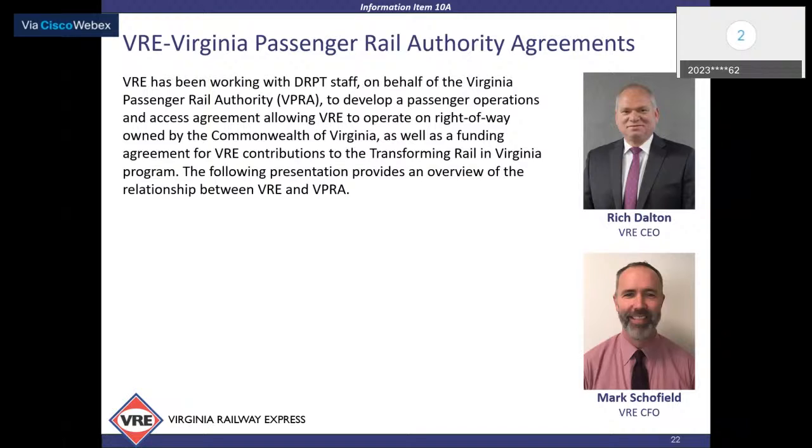We have been working with DRPT staff on agreements. There's two agreements. One is an access agreement as it relates to the Transforming Rail in Virginia program, and again we'll get into that as well. But I just want to point out there's two agreements we're going to talk about here. The first will be the access agreement, and then, as alluded to in previous discussions, most recently through our discussions on the budget, there is a funding agreement as well.